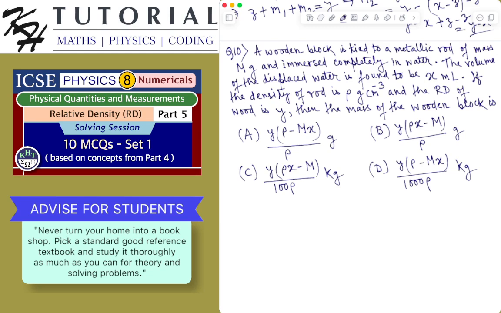So how do we find the volume of the wooden block? Okay, let's say V_WD is the volume of the wooden block.